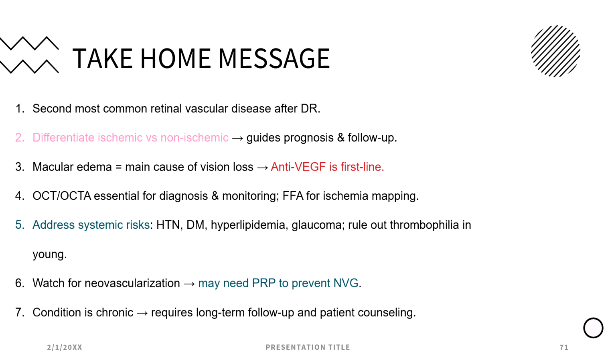OCT and OCT angiography are essential for diagnosis and monitoring. FFA for ischemia mapping is important. Address systemic risks like hypertension, diabetes mellitus, hyperlipidemia, and glaucoma, and rule out thrombophilia in the young. Watch for neovascularization, which may need PRP to prevent NVG. The condition is chronic, so it requires long-term follow-up, and patient counseling is necessary.